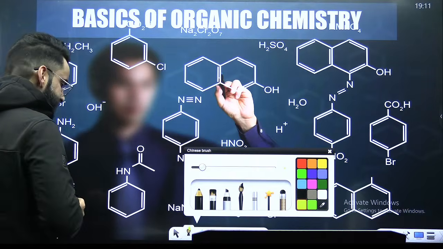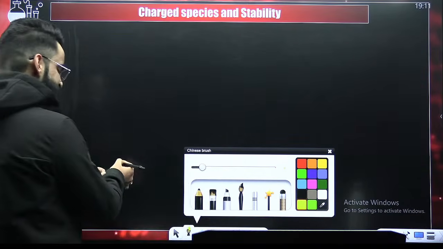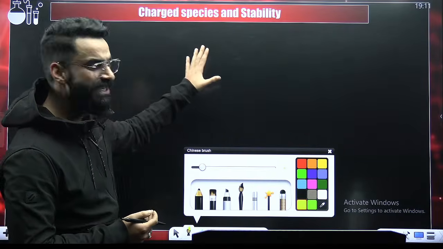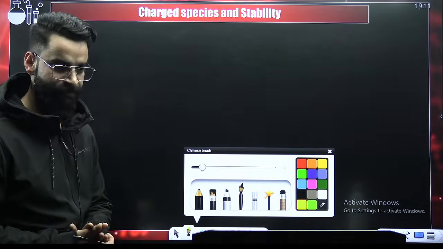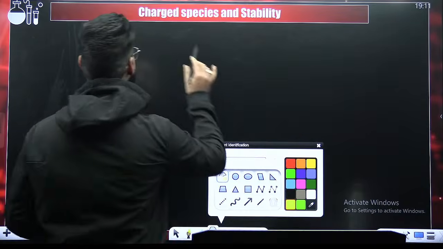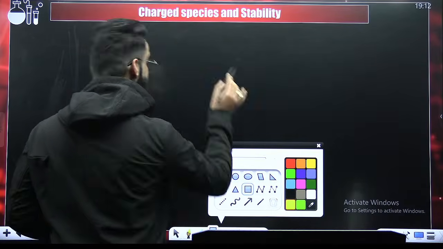And my dear students, I shall be starting with a term. What is that? That is the charged species and their stability. I shall be starting my lecture with a term called charged species and their stability.